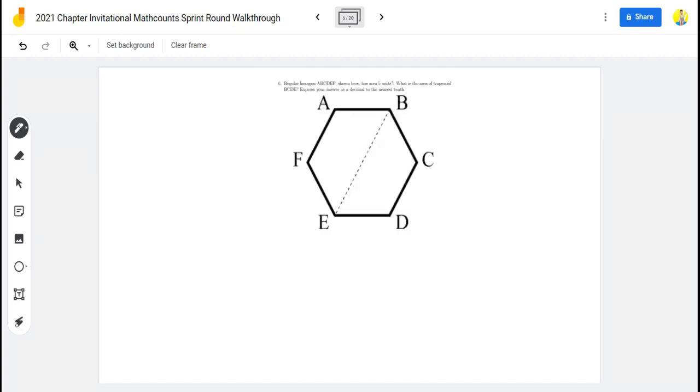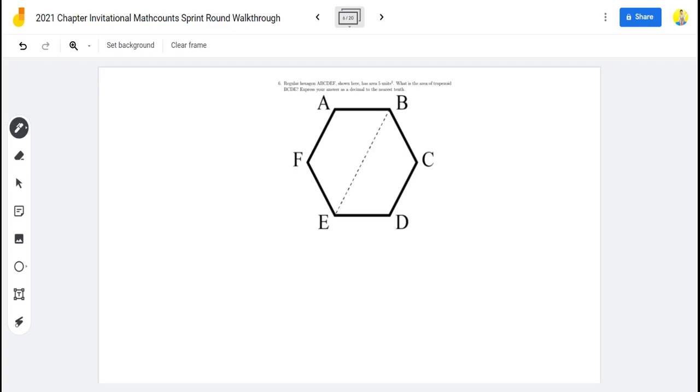Now on to question number 6. Regular hexagon A, B, C, D, E, F shown here has area 5 units squared. What is the area of the trapezoid B, C, D, E? Express your answer as a decimal to the nearest tenth.